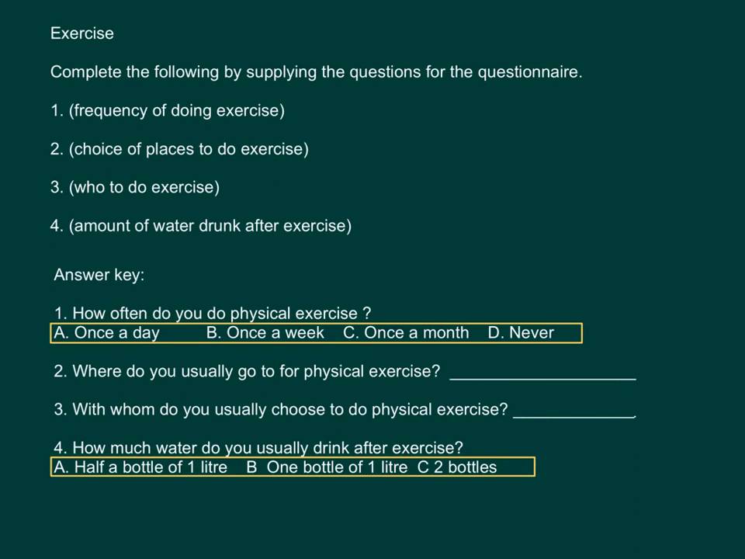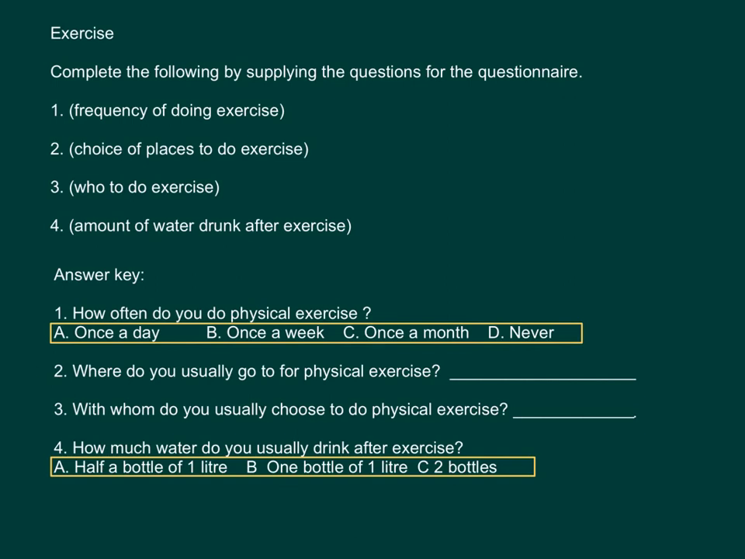The answer key. 1. How often do you do physical exercise? A. Once a day. B. Once a week. C. Once a month. D. Never.